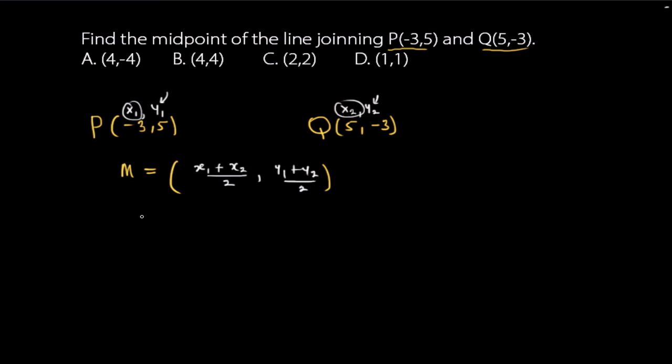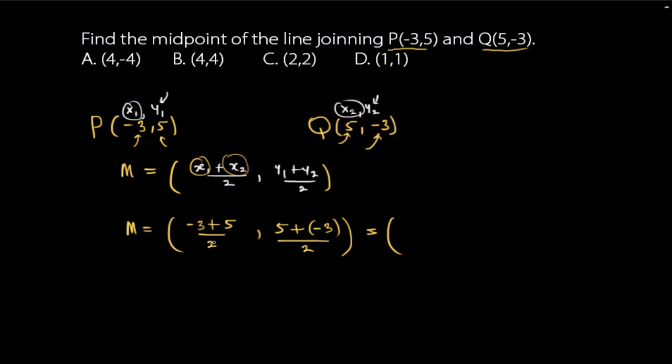So let's go ahead and use the formula. We have M equal to, looking at this, x1 is -3, plus x2, which is 5, divided by 2, and y1 is 5, plus y2, which is -3, all divided by 2.